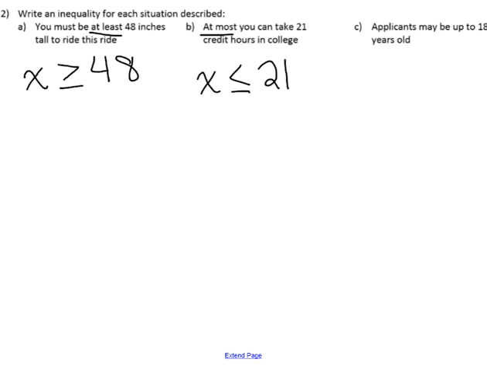All right, last one here says applicants may be up to 18 years old. So they may be up to. So what does that imply? Well, they have to be 18 or younger, right? So again, if we use X, if it's up to 18 years old, X is less than or equal to 18, because again, it implies that you could be exactly 18 years old. All right, so those are some quicker examples. Now let's look at one that has a couple things going on.